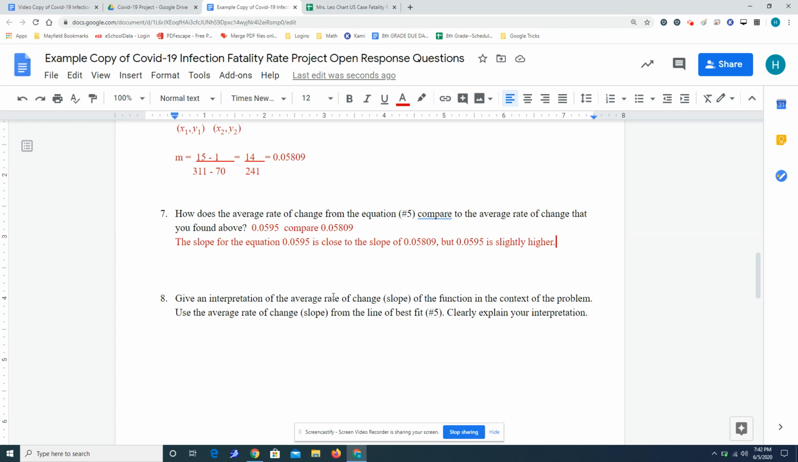So let's look at 8. Give an interpretation of the average rate of change slope of the function in the context of the problem. Use the average rate of change from the line of best fit. So now we're going to look at what does this actually mean, that 0.0595. So let's talk about what that means.